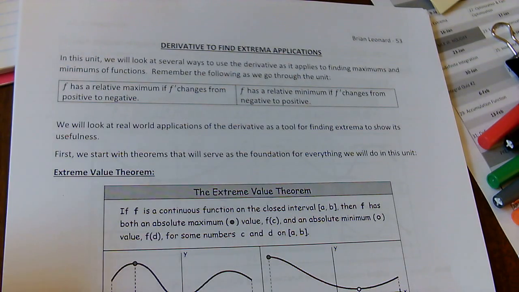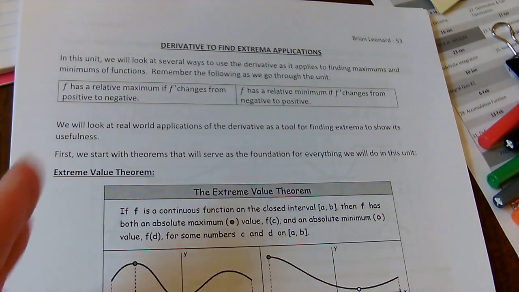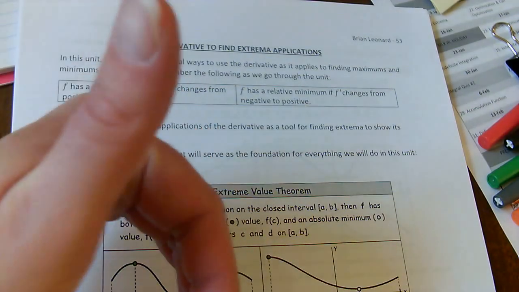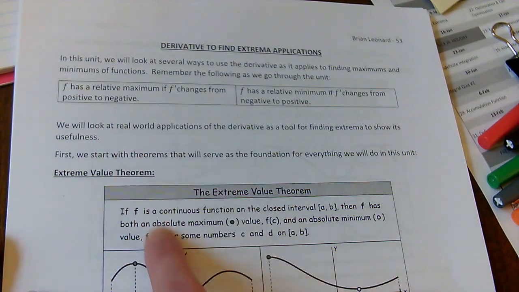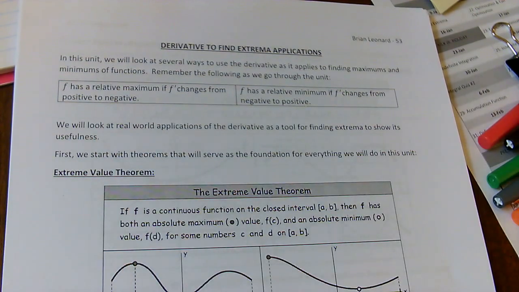In this unit, we're going to be looking at using the derivative to find maximums and minimums. The things that we need to remember as we go through this is that you get a maximum when you change from positive to negative. In other words, you're going uphill and now you're going downhill. And you have a minimum if you come from negative to a positive. And then we're going to look at why those are important and how they're used in the real world.